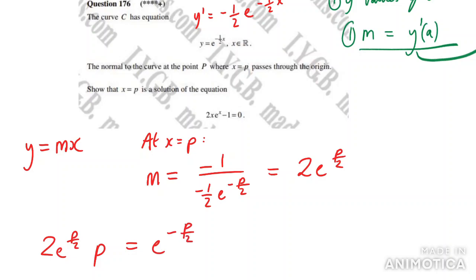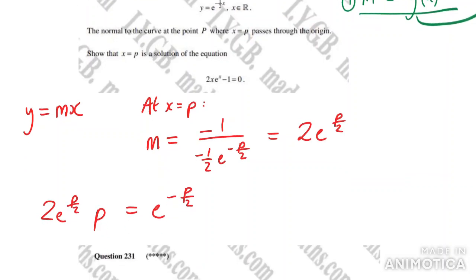Okay, and that's going to be the solution to the equation. So we've sort of done our standard thing. Now let's see what they want. Show that x equals p is a solution of the equation, that thing. Well, our equation should be the same as that.